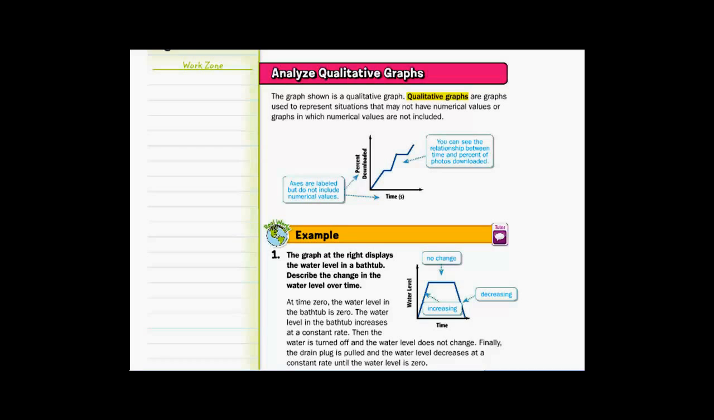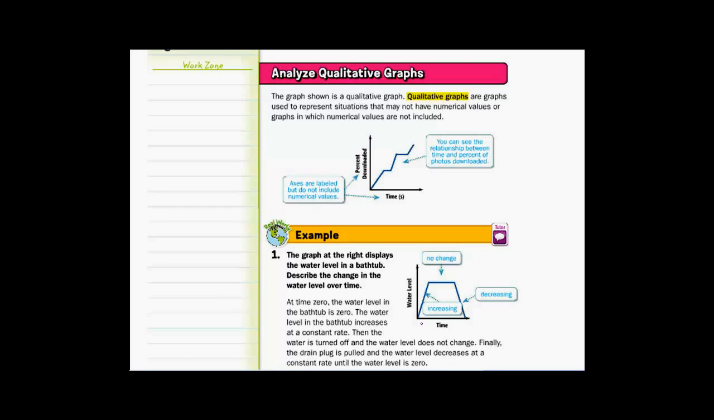Okay? So if they don't give you the numbers, you have to either draw the graph based upon a situation or interpret the situation based upon the graph. So let's look at this. First one. The graph at the right displays the water level in a bathtub. Describe the change in the water level over time.